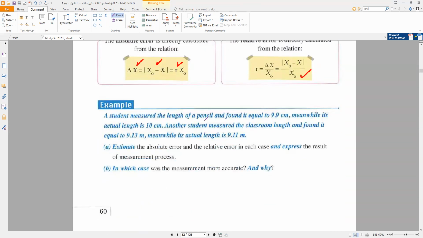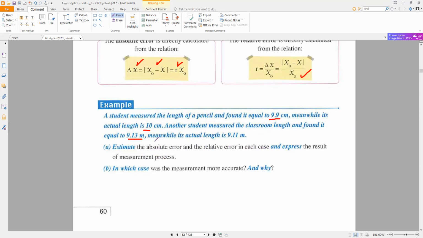A student measures the length of a pencil and it is found equal to 9.9 centimeter. Meanwhile, its actual length equals 10 centimeter. Another student measures the classroom length and it is found equal to 9.13 meter. Meanwhile, its actual length is 9.11 meter. Estimate the absolute error and the relative error in each case. Firstly, you want to get the absolute error of the length of the pen and the length of the front side.